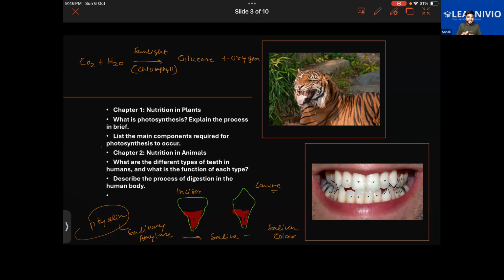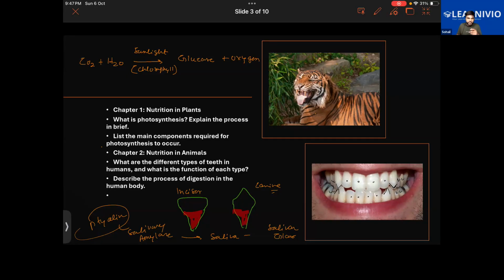The stomach will be releasing the digestive juices. It will be releasing hydrochloric acid, mucus, and pepsin. All of this will be digesting the food. Okay, now further from the stomach, it goes into the small intestine.